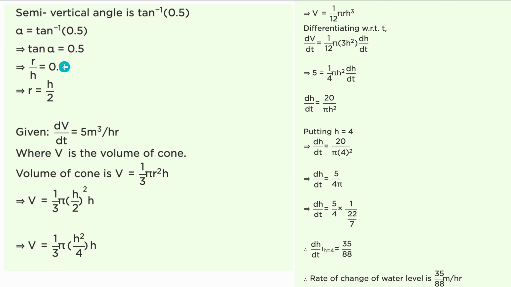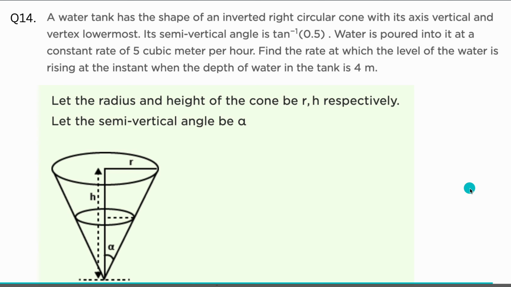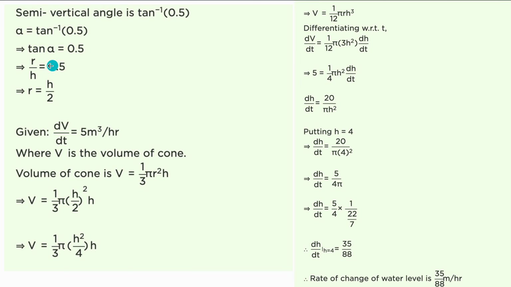Now tan, we can write the value of tan as r by h, right? In this triangle that I'm marking here with the cursor, the value of tan alpha can be written as r by h. So therefore we get r is equal to h by 2.